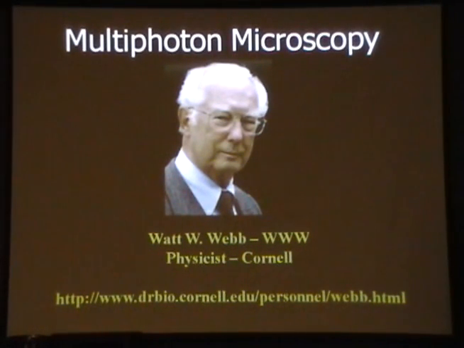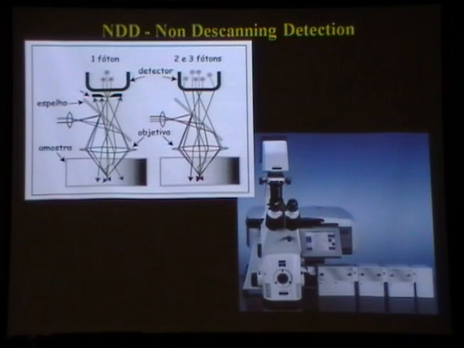So, back in 1994, you see what Webb, he is the World Wide Web himself. He invented this idea of multiphoton microscopy. That was the time when the Ti-sapphire laser became kind of commercial. And so he said, if I just generate the light at the focal spot, I do not need to pass through all these descanning detection techniques. I can just put the detector wherever I want and detect as much light as I can.